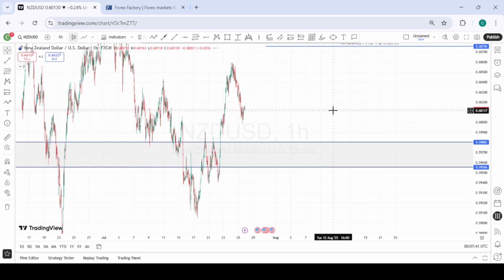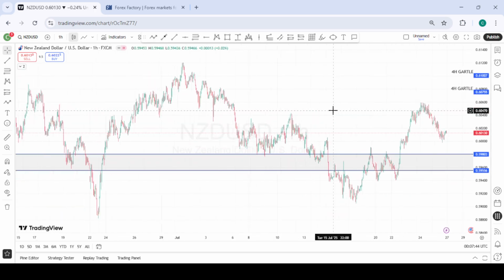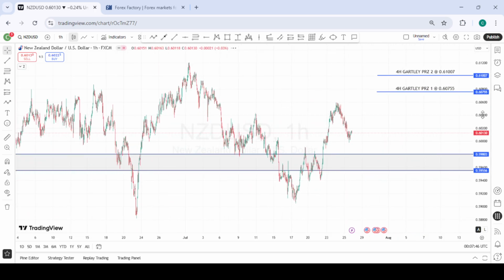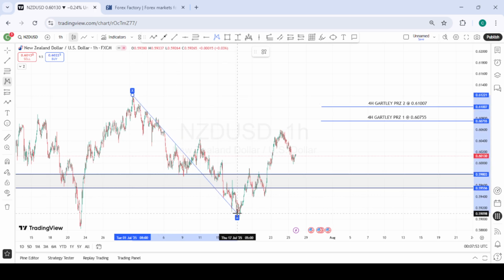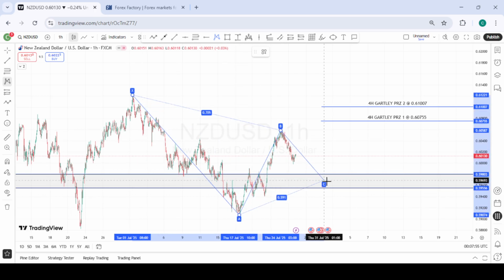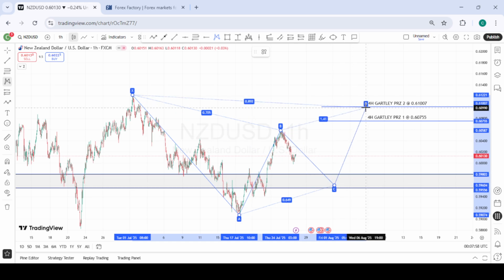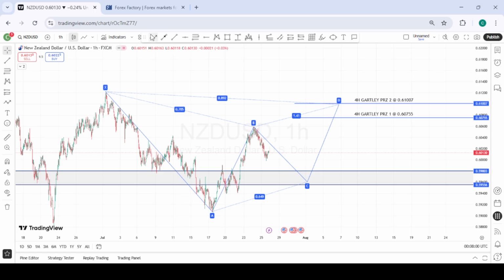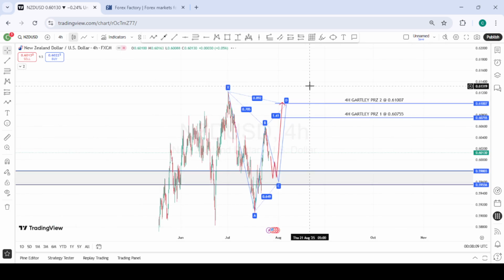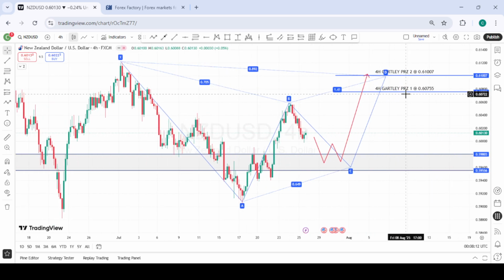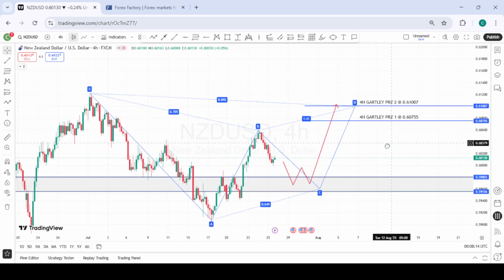Then we have NZDUSD. NZDUSD has a similar setup as EURUSD. So we're also anticipating a potential rally pattern on the 4-hour time frame for the NZDUSD. So we are waiting for a potential C leg, get a reversal pattern, and buy to the upside to complete this rally pattern. So that is what we have for NZDUSD.